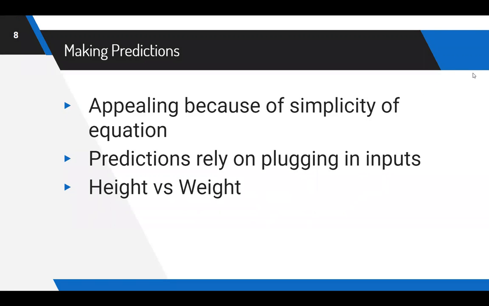So, making predictions. This is appealing because of the simplicity of the equation. Predictions rely on plugging in inputs, like height versus weight. For example, if you have a linear regression, or a graph that shows the relationship between different variables, the more related those variables are, the more accurately you can predict Y, the dependent variable, if you insert the input variables. And so this is really good for making predictions.